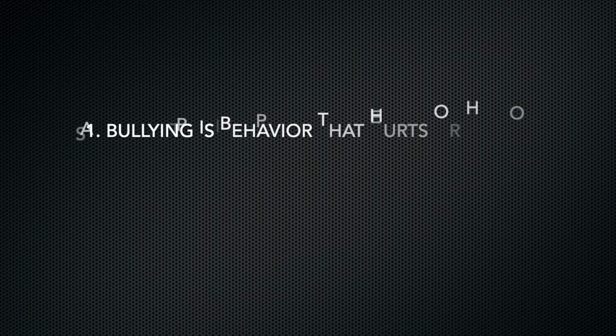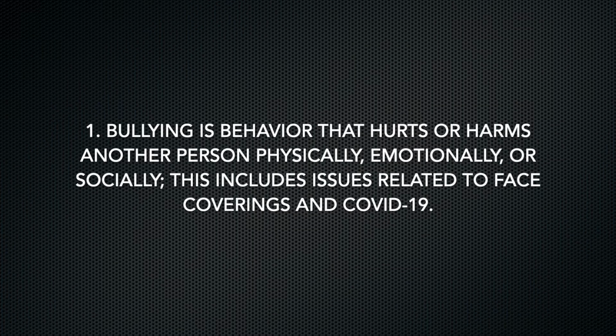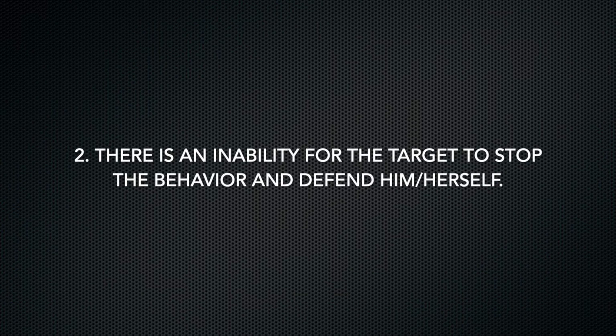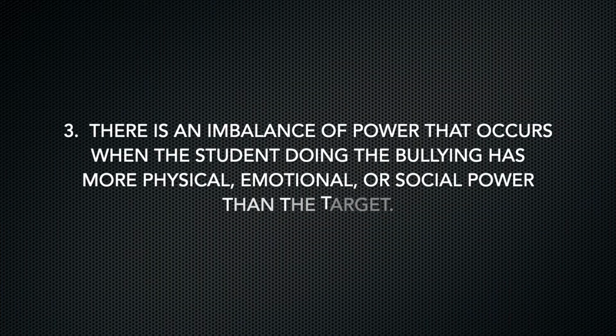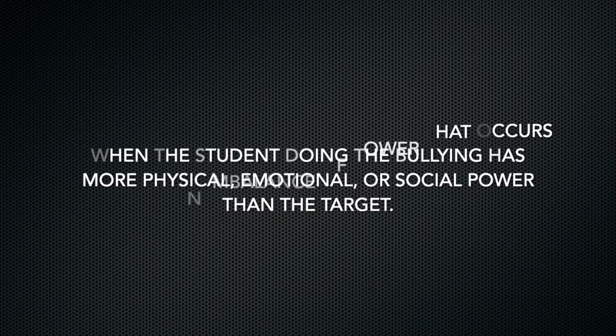So the definition for bullying, there has to be intentional harm or hurt, and that could be physical, emotional, or social. There also has to be an inability for the target or the victim to stop the behavior, and typically it is repetitive, but it could be one serious incident that qualifies as bullying. And there is also an imbalance of power in a bullying scenario. So those are the criteria that it has to meet in order to be bullying.